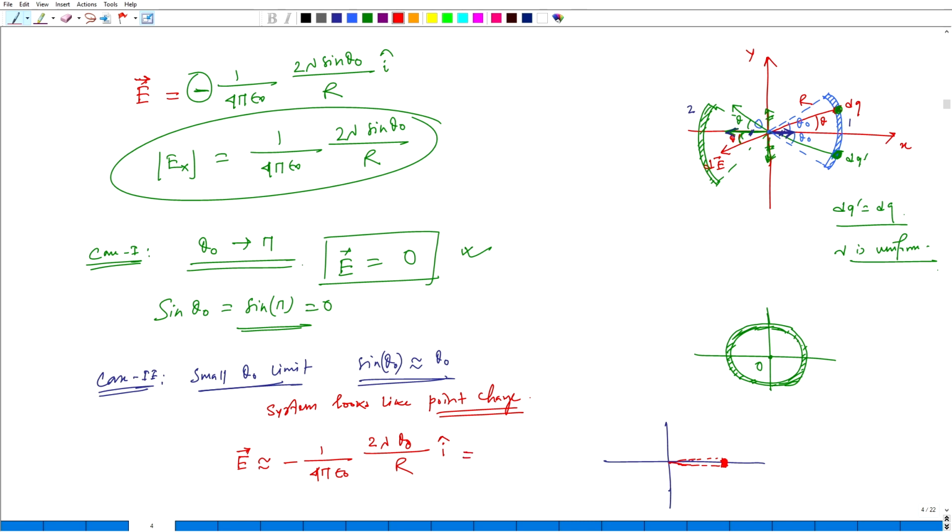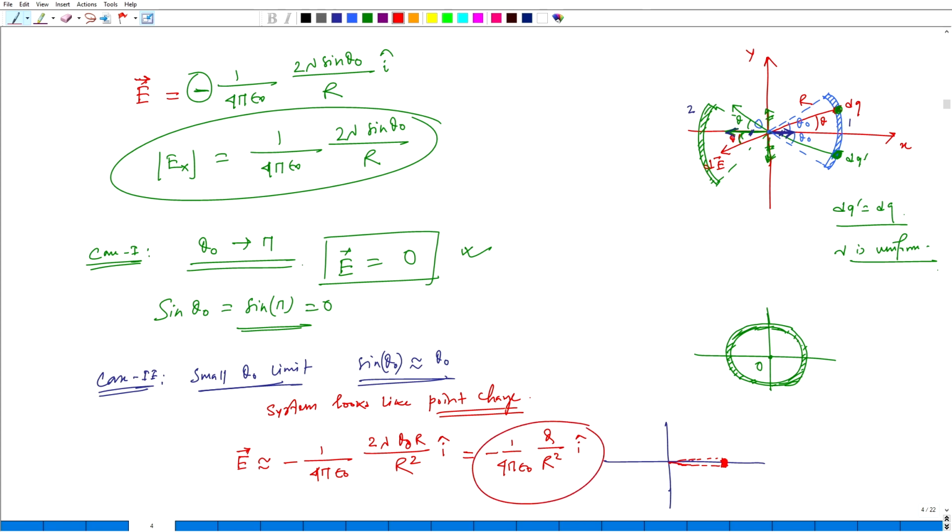And we know that for a point charge the electric field is minus 1 over 4 pi epsilon naught q over r square. So if we put r square and then r, this is q by r square I cap, right. So we multiply numerator and denominator by r. This one is expected.